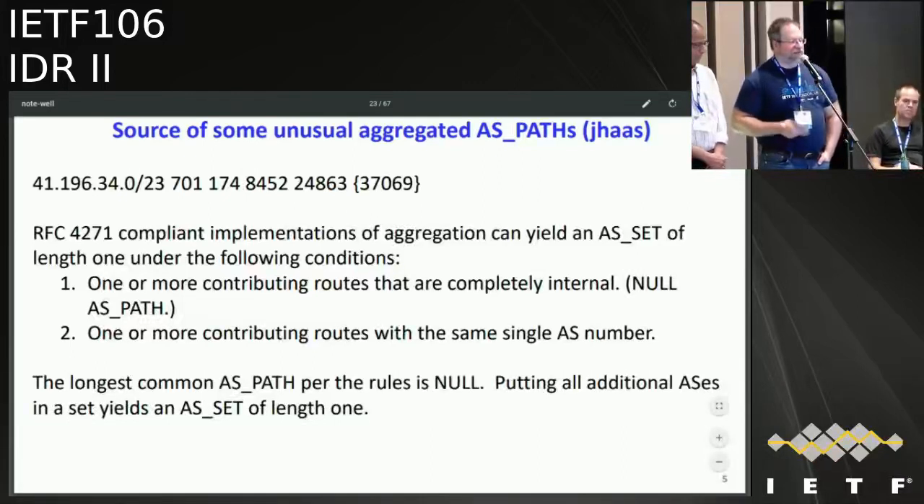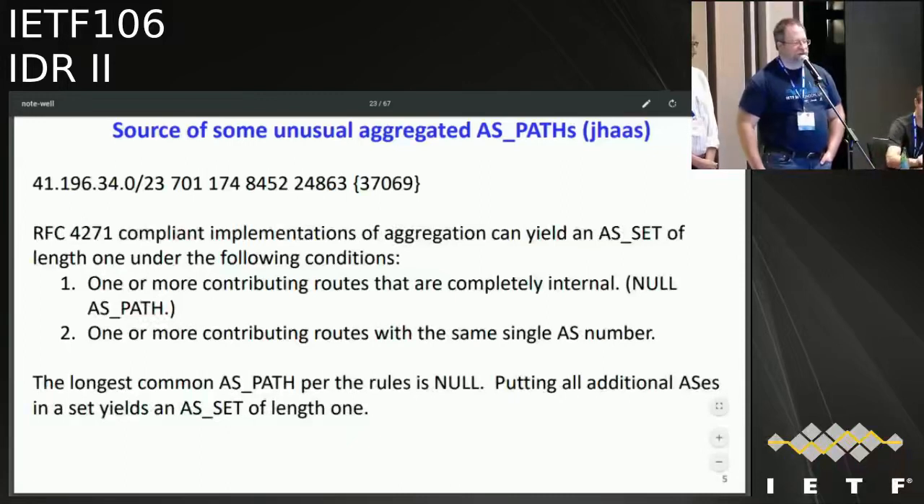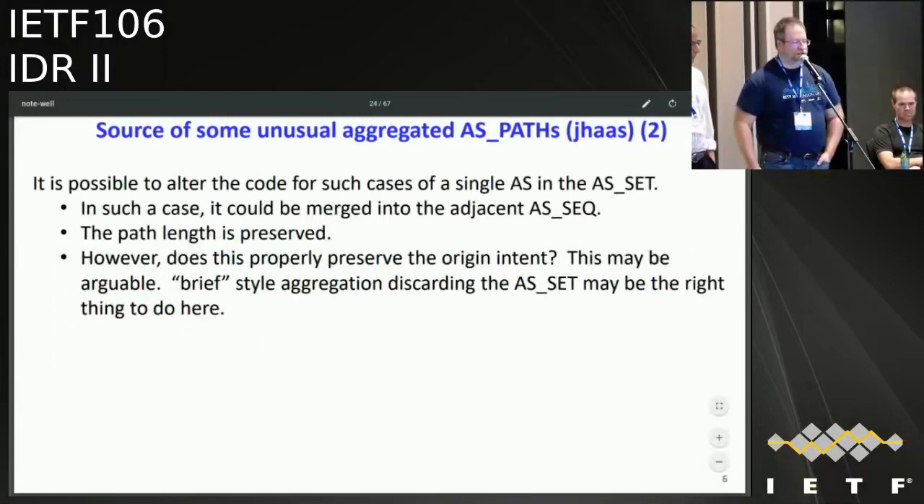But looking at specific data sets, one of the things that we see is these weird things where we have a single AS at the end that has a set element in there, and RFC 4271 actually tells us how we do this. Jared Mauch was very kind to send some routes from his network that demonstrated one of the reasons we get into this. A simple example is to consider a set of routes that have a null AS path. This is strictly internal. And then you have a similar set of routes that have a single AS in there. If you do aggregation by the current rules, the longest common path is 0, and everything else gets tossed into a set of length 1. Now, what's interesting is that it is potentially possible in such a case to merge this into the actual AS sequence that's right next to it.